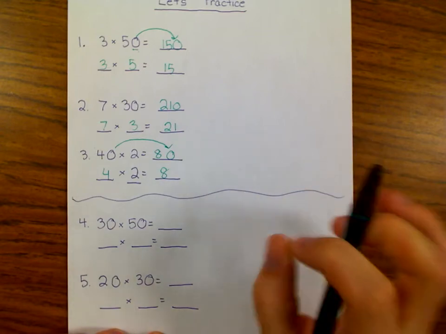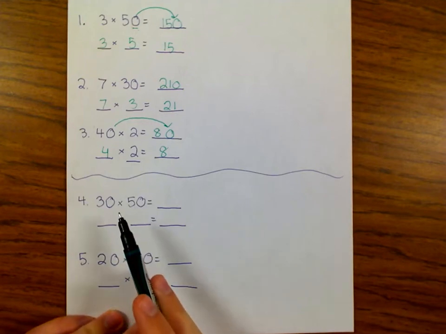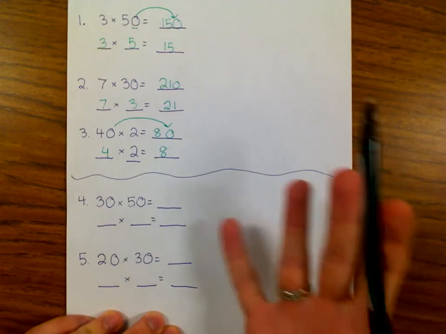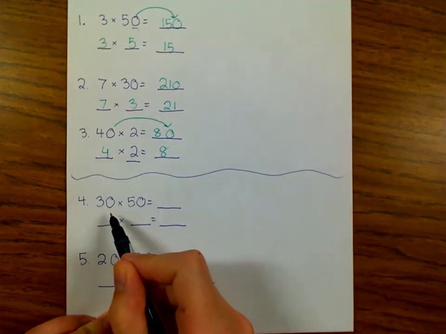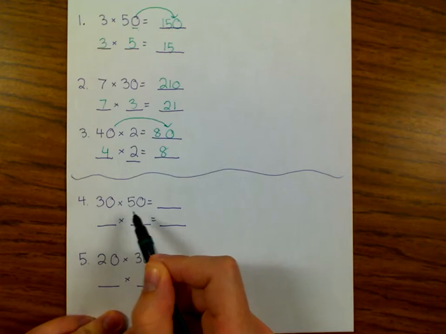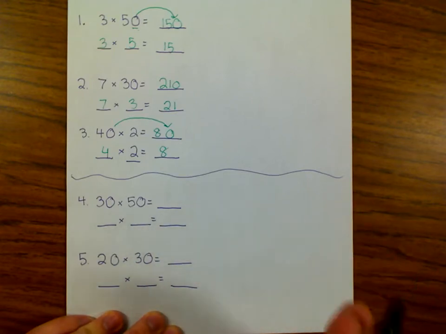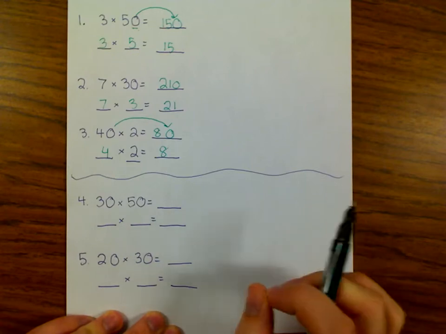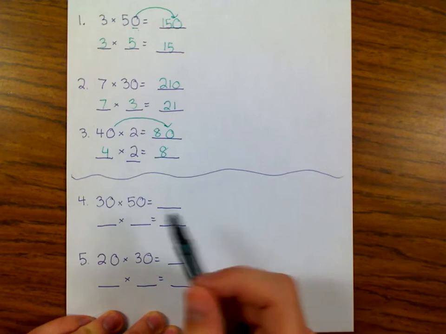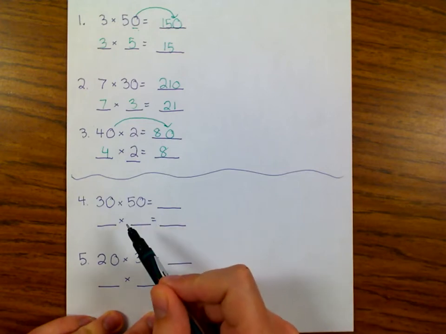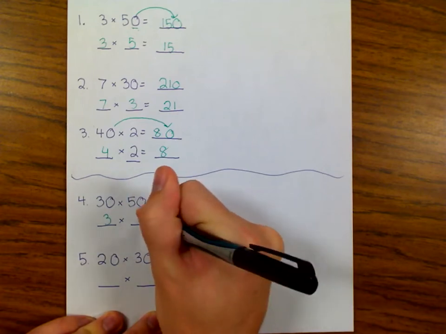Now, what if we have 2 different numbers that also have a 0 in it? What do we do then? Actually, it's not that hard. Don't worry about it. So let's take a look at an example here. 30 times 50. The first thing I want to do, as always, is turn it to an original fact. Now, in an original fact, again, all I'm doing is taking out the zeros. So if I have 30 and 50, I can change this to 3 and 5.